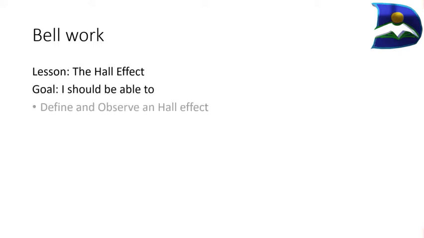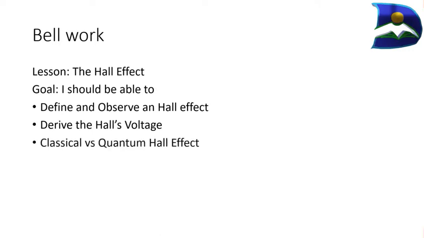Here we're going to be exploring the Hall effect, which applies to specific machines dealing with how to determine various variables involving magnetic fields. The lesson is the Hall effect, and the goal is to define and observe a Hall effect, and also look at how to derive the Hall voltage. This is followed by comparing the classical versus the quantum Hall effect, and finally leading to the conclusion, which deals with applications of the Hall effect.